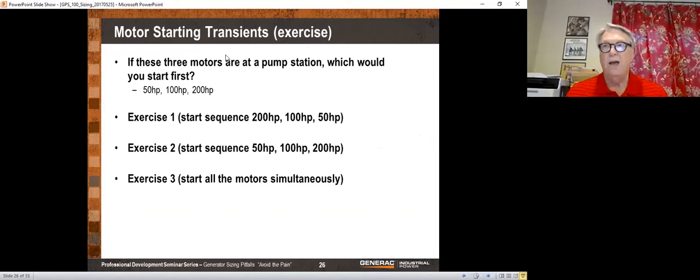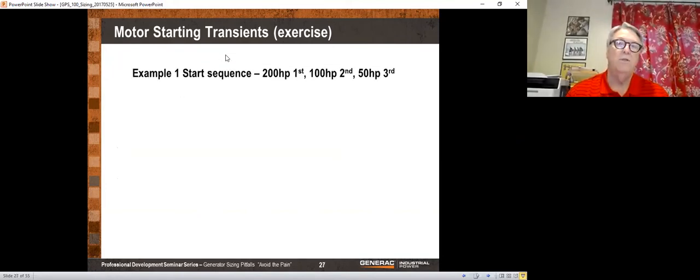Now, you don't have to do these things. You can just let the computer software do it for you. But I think it's helpful to go through this example so that we understand how this all works. So we've got 3 motors, a 200 horsepower, a 100 horsepower, and a 50. Should we start the 200 first, the 100, then the 50? Or should we start the 50, then the 100, then the 200? Or should we start all motors simultaneously? Well, I've got a good idea. Let's do all 3. So let's start with exercise number 1.